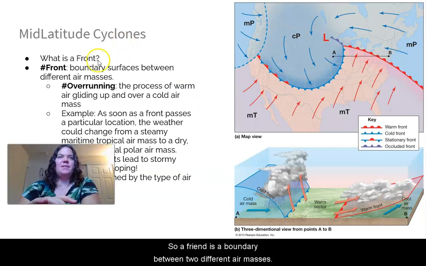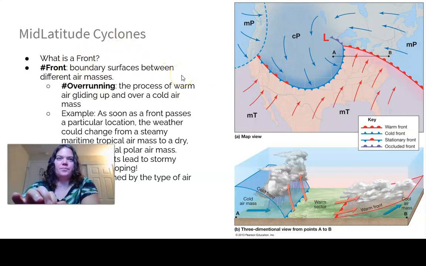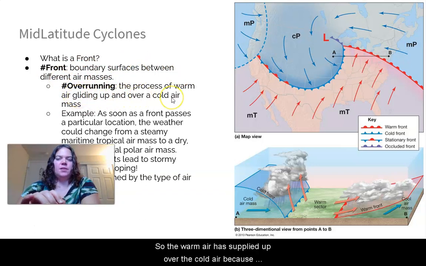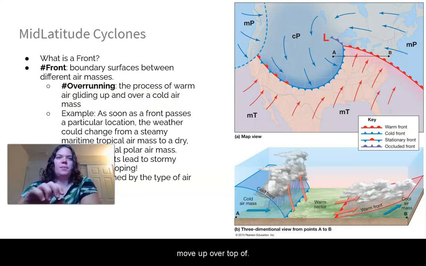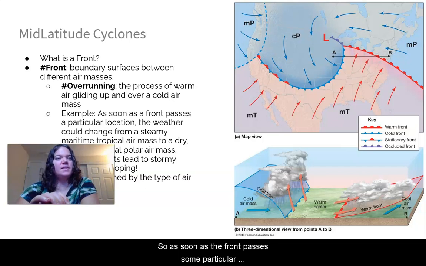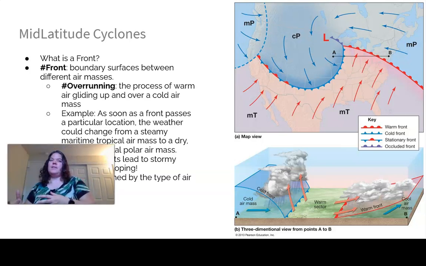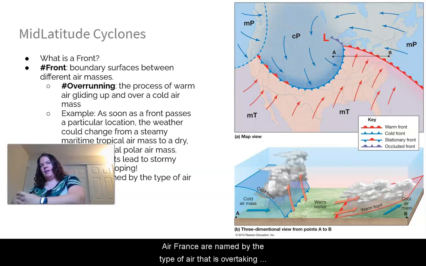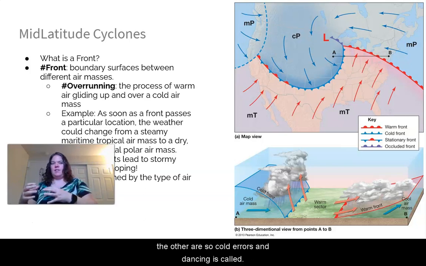So a front is a boundary between two different air masses. This whole process is caused by overrunning. So the warm air has to glide up over the cold air because the cold air is more dense. So it gives way for the warm air to move up over top of it. So as soon as the front passes some particular location, the weather can change from steamy maritime tropical air to dry, cold continental polar. These contrasts lead to stormy weather developing, and fronts are named by the type of air that is overtaking the other air. So if cold air is advancing, it's called a cold front. If warm air is advancing, it's called a warm front.